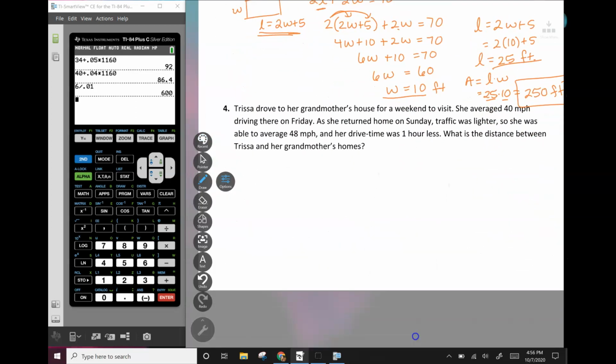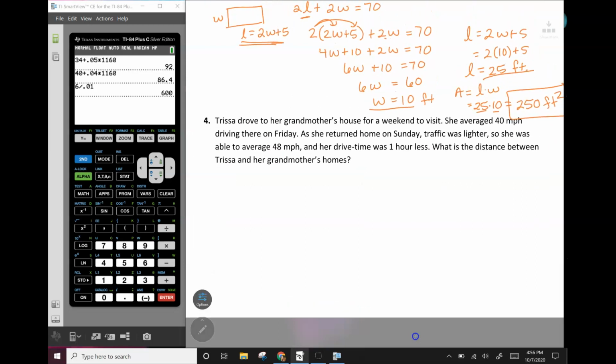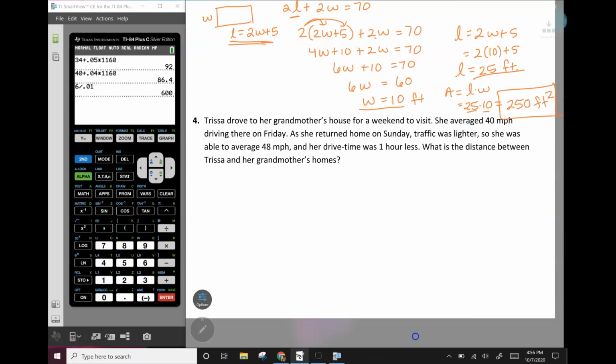All right, number 4, our last problem for today. Trissa drove to her grandmother's house for a weekend visit. She averaged 40 miles per hour driving there on Friday. As she returned home on Sunday, traffic was lighter, so she was able to average 48 miles per hour, and her drive time was 1 hour less. What is the distance between Trissa and her grandmother's house?